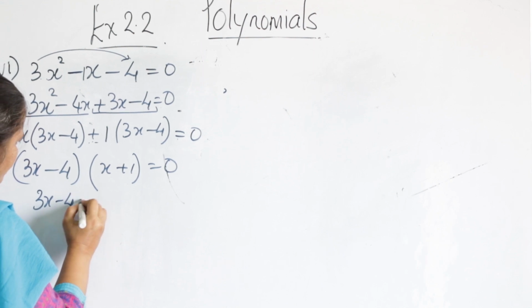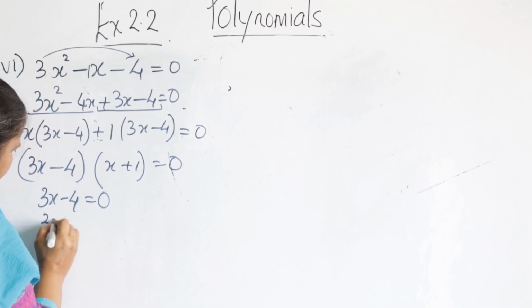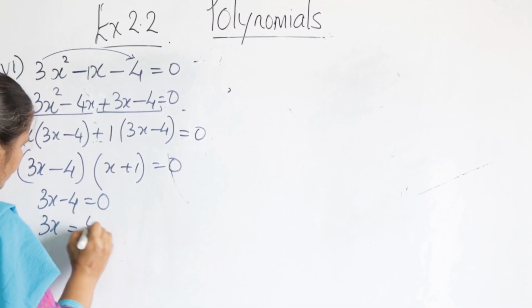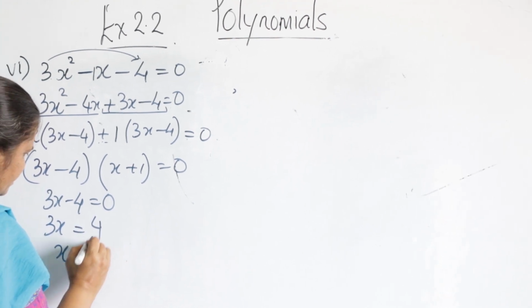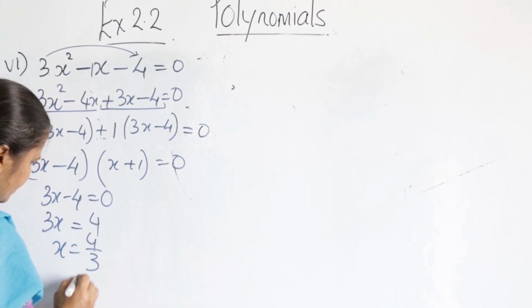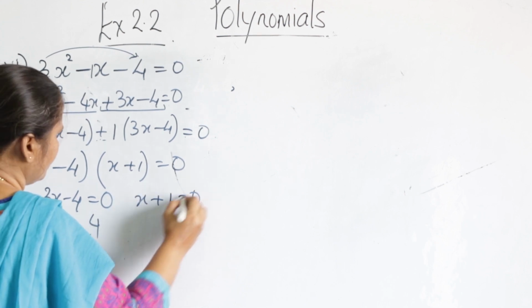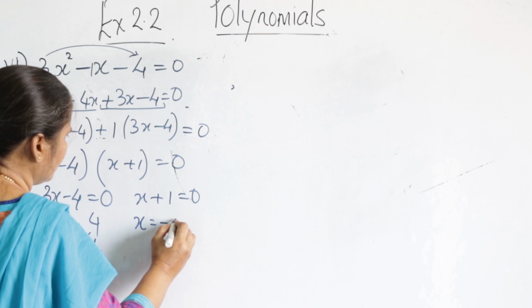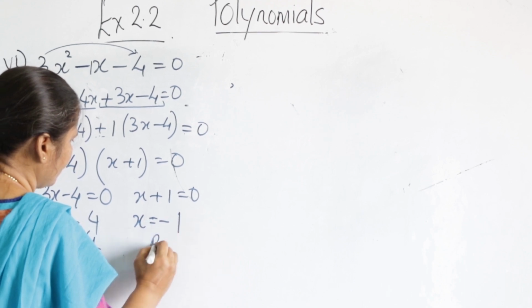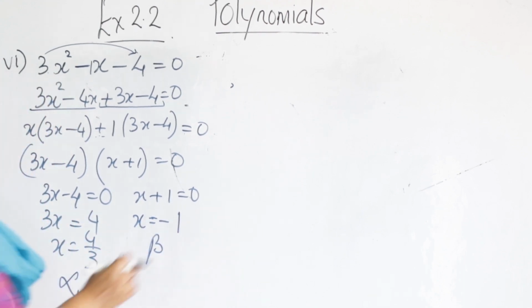3x minus 4 is equal to 0. 3x is equal to 4. x is equal to 4 by 3. This is alpha. x plus 1 equals 0. x is equal to minus 1. We will call this beta.